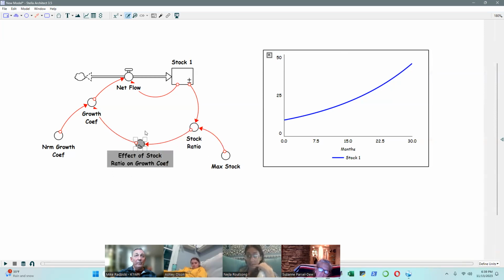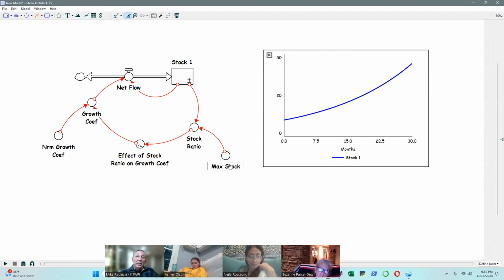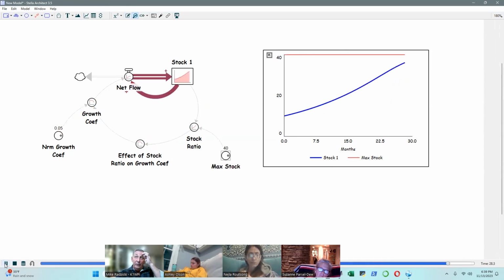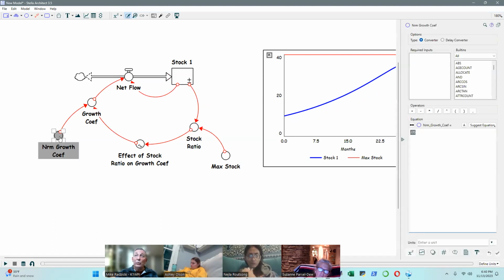what's the stock ratio? The ratio of the stock to its maximum value. So when that's 1, then the stock is full. When it's 0, there's nothing in the stock. Okay. And let's put the maximum value of the stock on the graph. And let's run it. We got to run it a little, well, we can make this a little bigger.